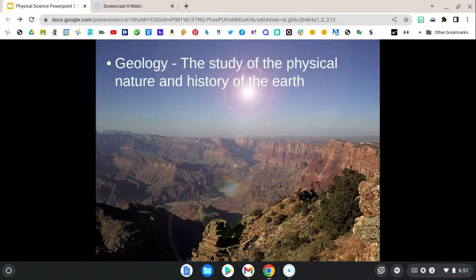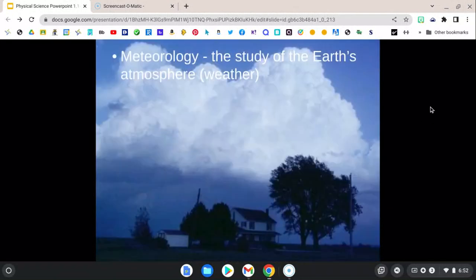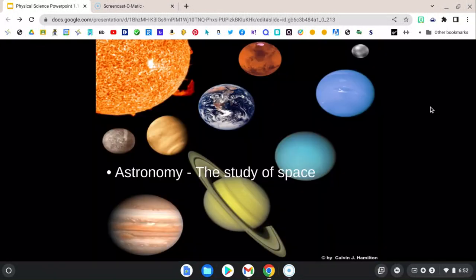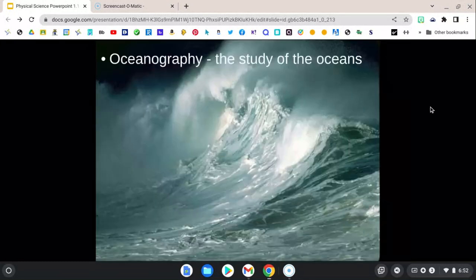Geology has two parts, the study of the physical nature and the history of the Earth. So the physical nature would be more of the rocks and the minerals that make up the Earth's crust. The history of the Earth is relayed in the rock layers and the geologic timescale that tells us what happened to our Earth. Meteorology, the study of the Earth's atmosphere or weather. And finally, astronomy is the study of space. Oceanography is the study of oceans.